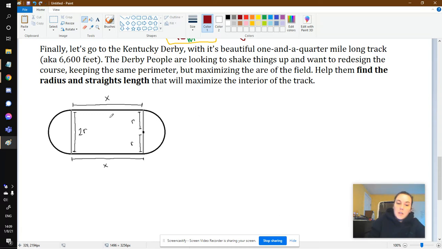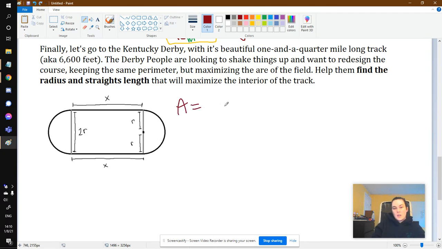Right now, it looks like the straights, and then you run the curvy part, and then it's a straight, and then you run the curvy part. And they want to say, okay, we still want it to be 1 1/4 miles long, but we're looking to shake things up so that we can maximize the area inside of the track. So let's do that for them.